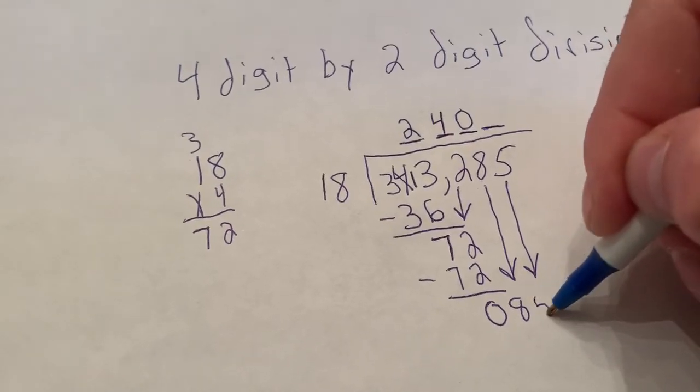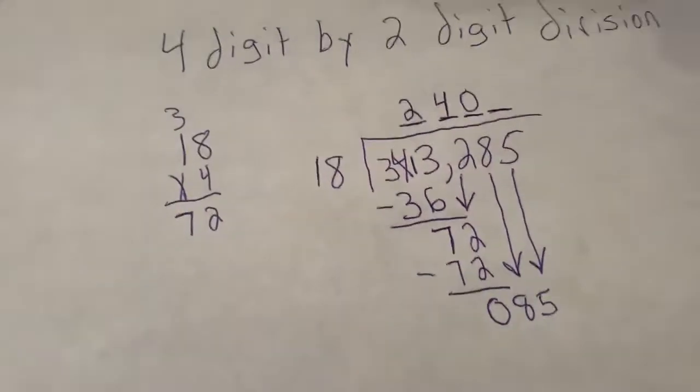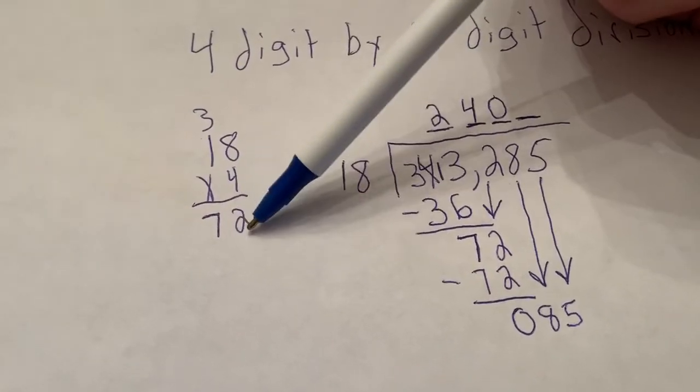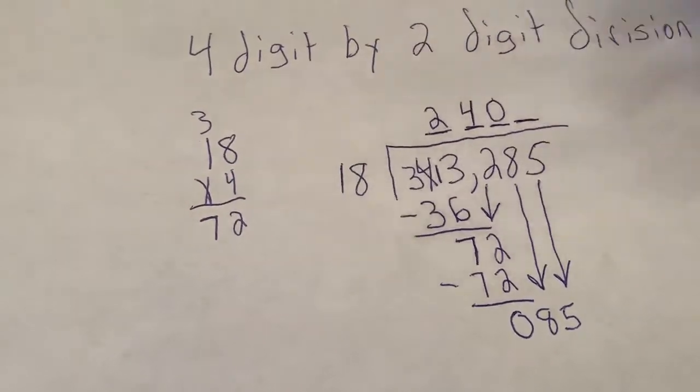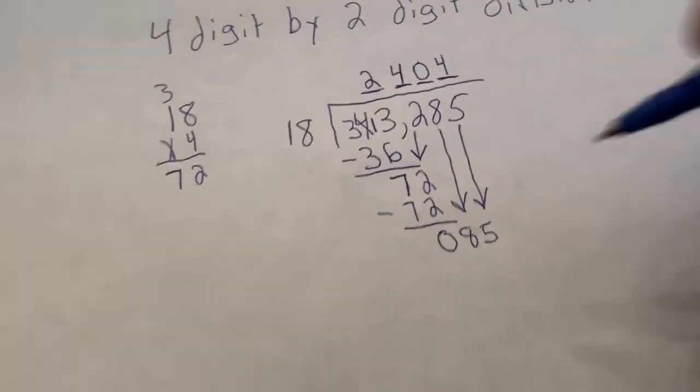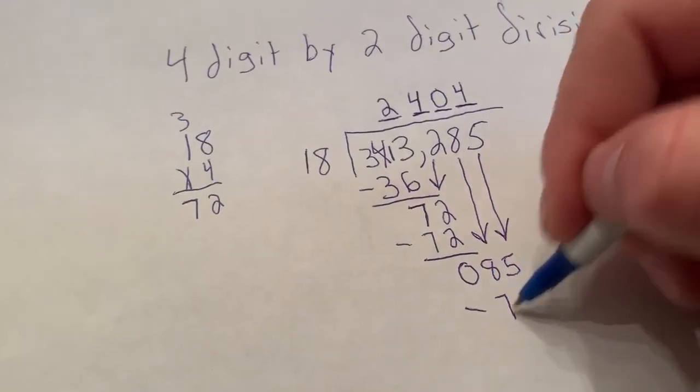You're doing how many 18s you can get out of 85. Well, I'm looking over here. If I put 18 on the 72, that's 90. That'll be too large, so I know this will be a 4. And I subtract the 72.